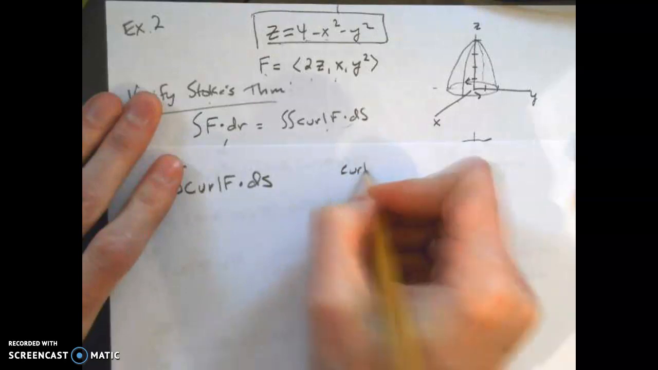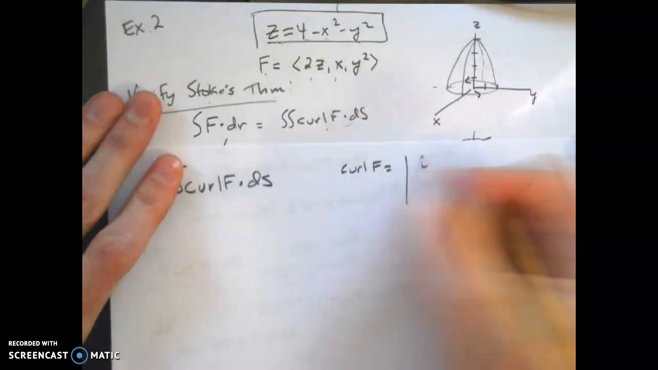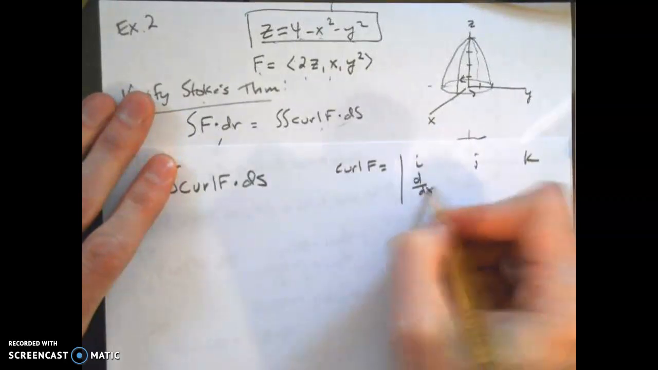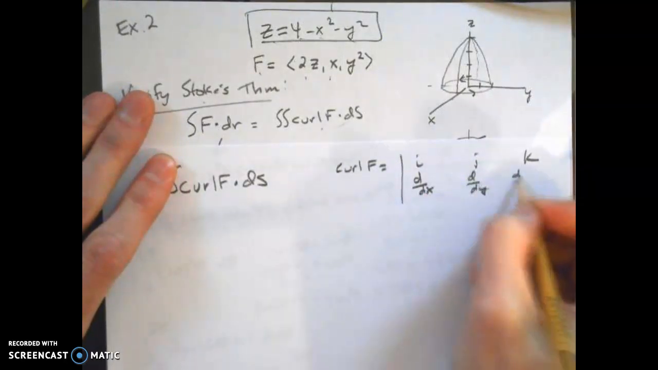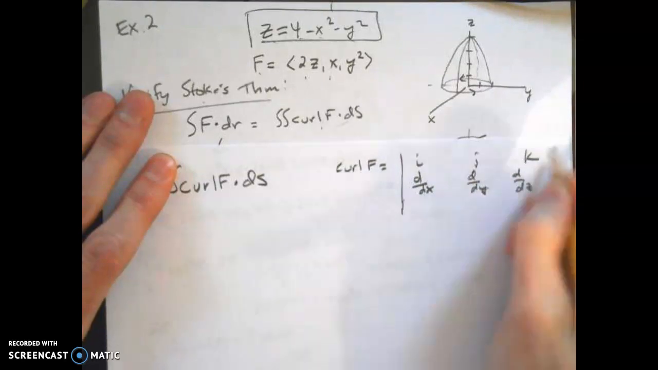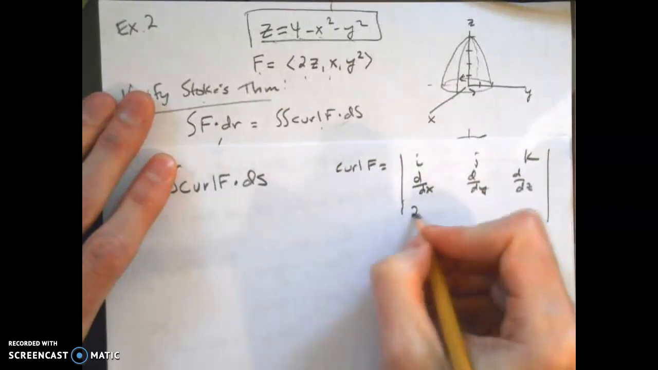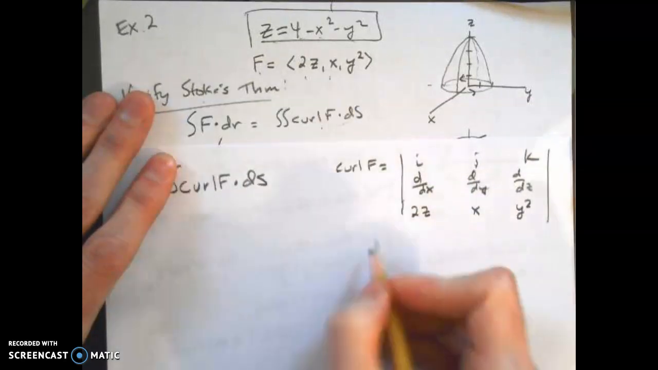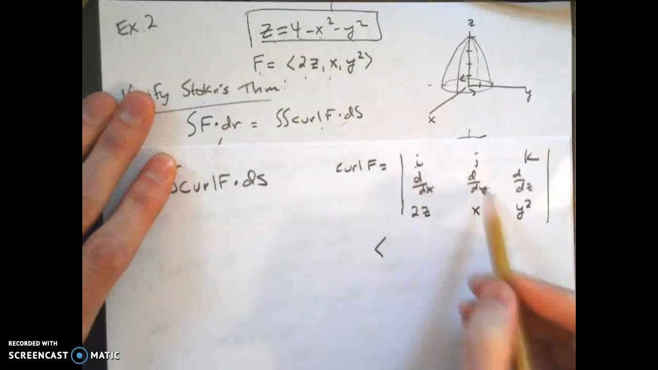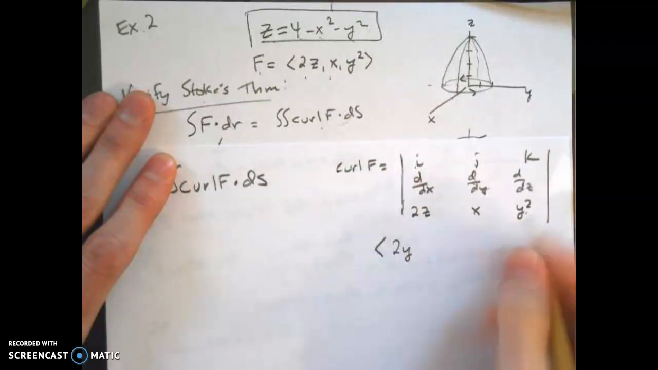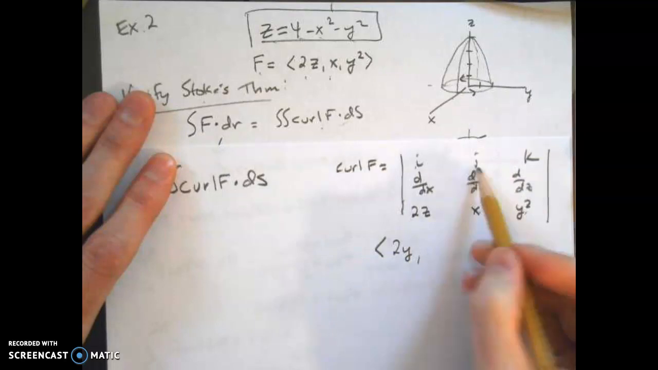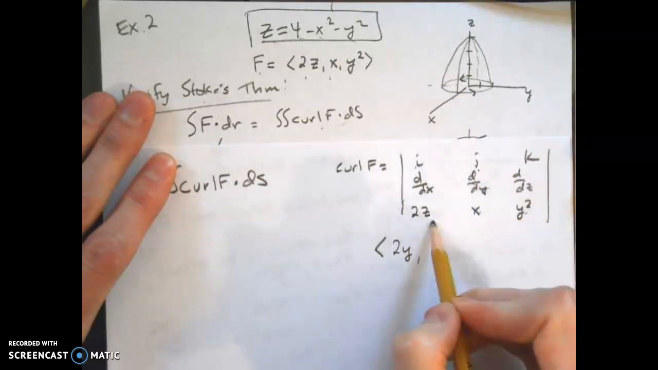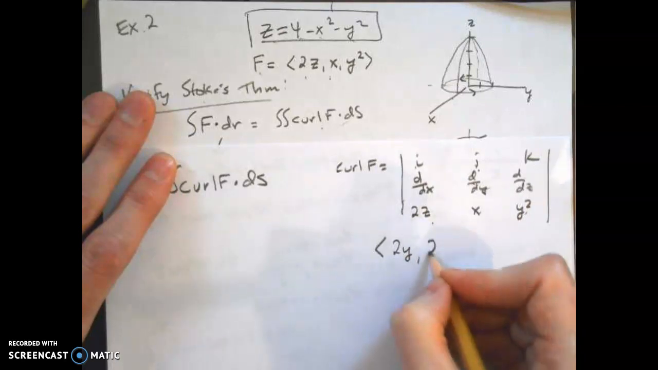So the curl of F is equal to the determinant with i, j, k, d/dx, d/dy, d/dz. Okay, and then we've got 2z, x, and y squared from our vector field. So the curl of F equals 2y minus 0. The j direction, we've got this minus this, so that would be negative 2, but it's the j, so it's positive.